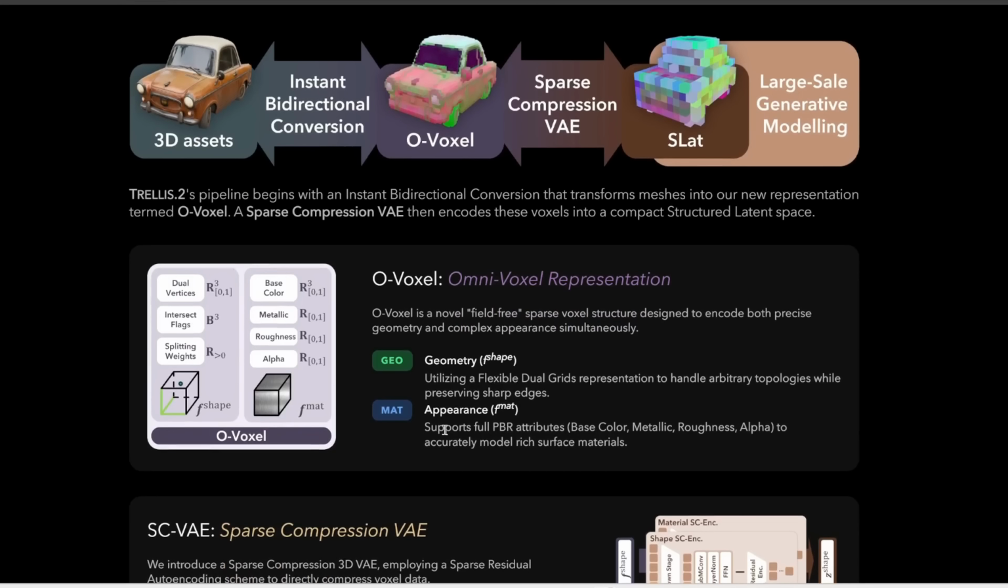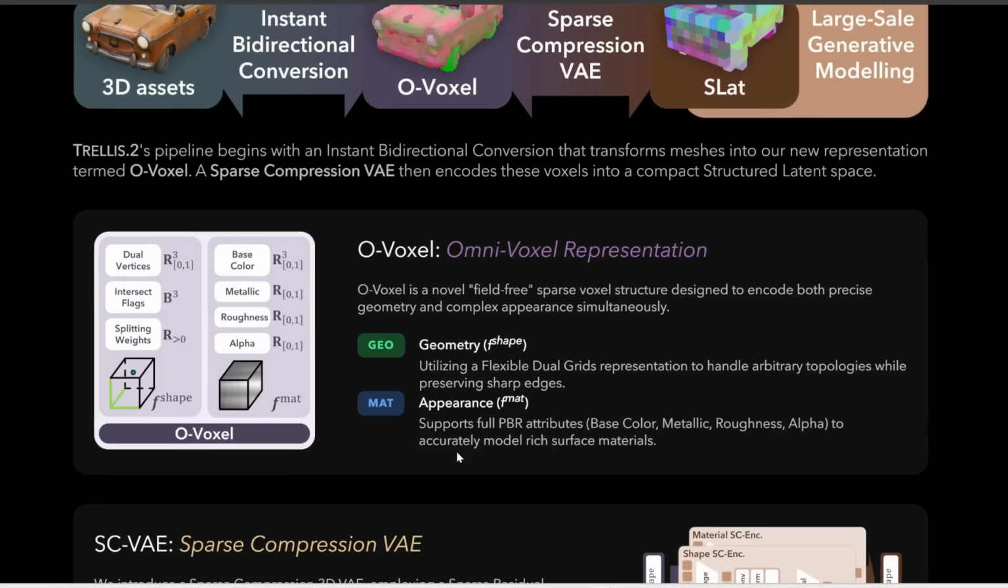Now, the technical details behind this are actually quite interesting, so let's go over this really quickly. First of all, instead of using traditional meshes, Trellis 2 uses what are called O-voxels. These are like selective 3D pixels. In a simple sense, they only exist where geometry is actually needed. So it's not like filling up any empty space.